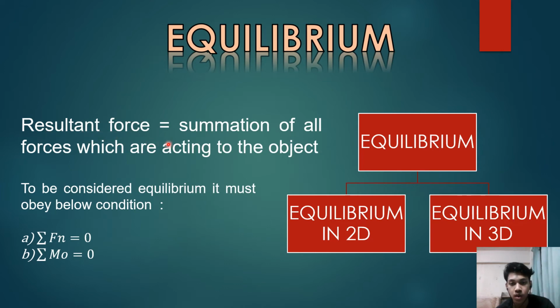Next, we are going to talk about equilibrium, but I want to talk about the resultant force first. Resultant force is the summation of all forces acting on the object. To be considered in equilibrium, it must obey the following conditions: the summation of F for all of the axes must be equal to 0, and the summation of the moments must also equal 0. In equilibrium we have two cases: equilibrium in 2D, and equilibrium in 3D.